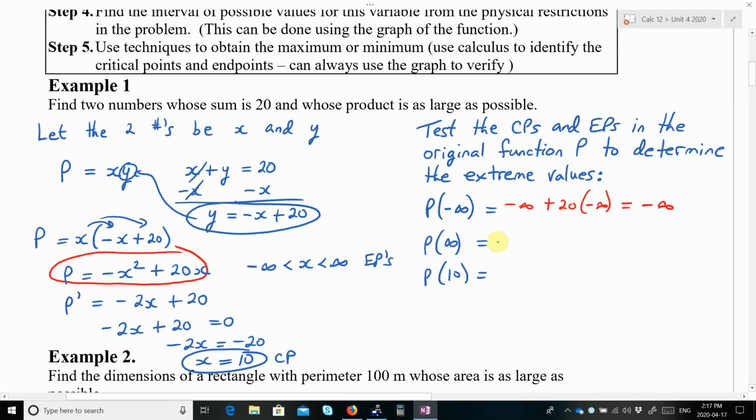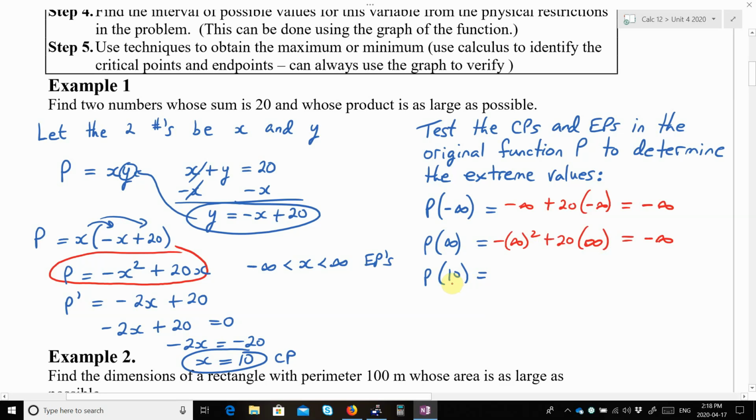If I put positive infinity in there, I'm going to get this: infinity squared with a negative out front plus 20 times infinity. Okay, so the infinity squared with a negative out front is actually going to dominate the linear term, so this is going to go to negative infinity as well, even though 20 times infinity is pretty big. The squared dominates that linear term.